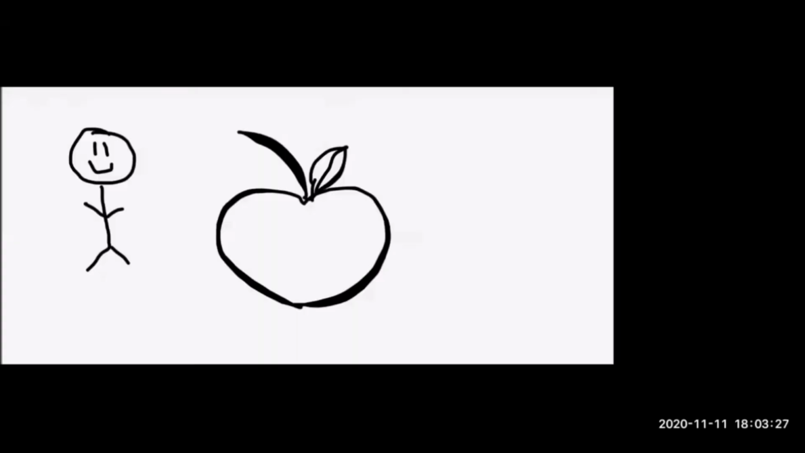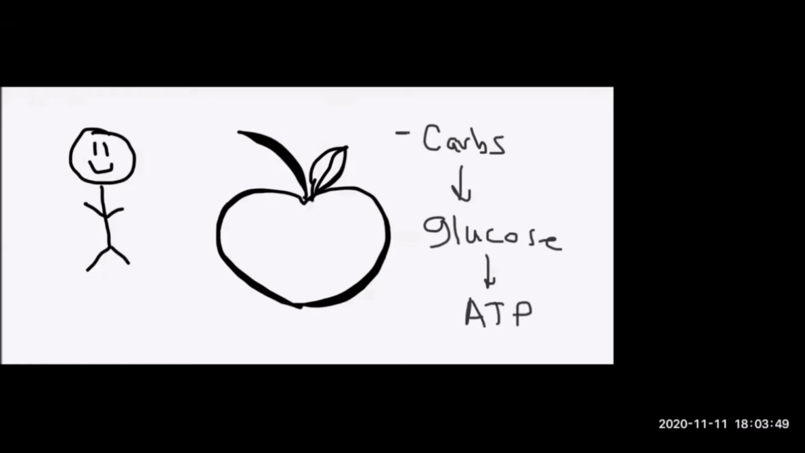To do that, we're going to talk about Fred right here. And Fred decides that he's hungry, so he's going to eat this apple. And apples have a lot of things that you need, nutrients and stuff. But what we're going to be concerned about is something called carbohydrates or carbs, because these break down in the body to form glucose, which your cells use to make ATP, which is the energy that they need to function.